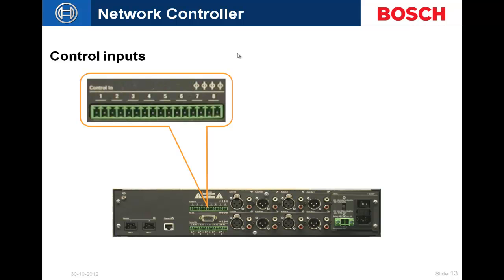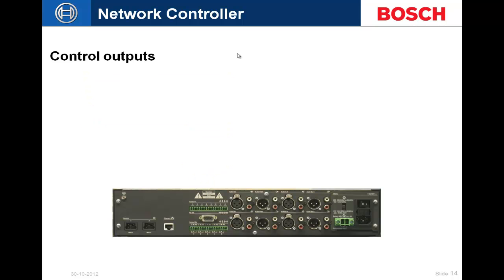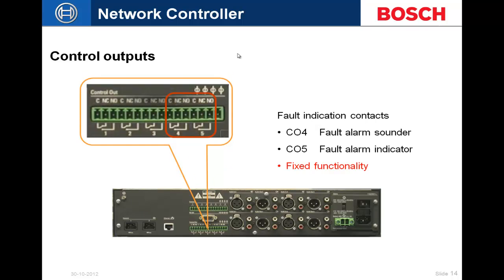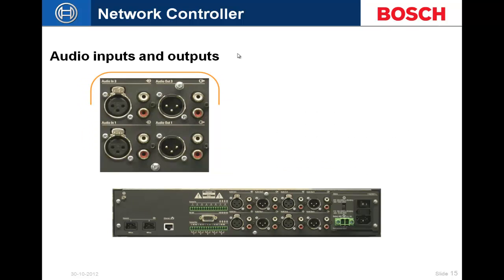Keep in mind we do not recommend a common ground if you're running multiple contact closures to a location. Use individual pairs of wires for each contact. Our control outputs, you'll see that 4 and 5 are dedicated to fault alarm sounder and fault alarm indicator. Those are fixed functionality, meaning we cannot change that. Those are dedicated to fault statuses. Outputs 1, 2, and 3 we can dedicate and program to whatever you choose.